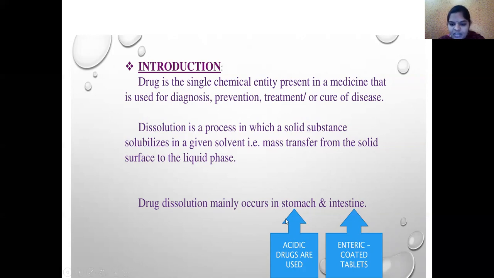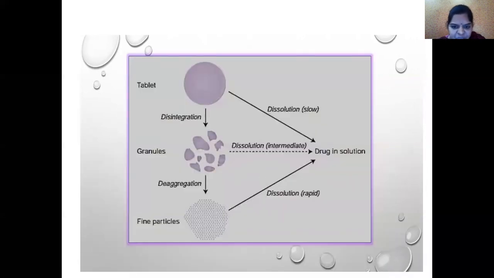Acidic drugs are used in enteric coated tablets. Enteric coated tablets release only in the intestine. This picture clearly shows a tablet. When it undergoes disintegration, it leads to the formation of granules. Then these granules are reaggregated and lead to the formation of fine particles. So the availability of fine particles is greater for drug dissolution.